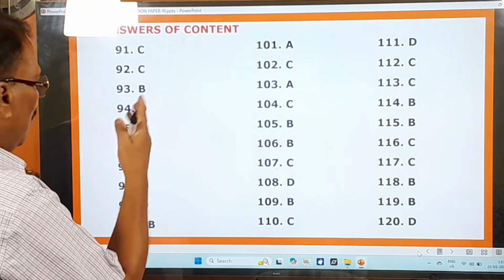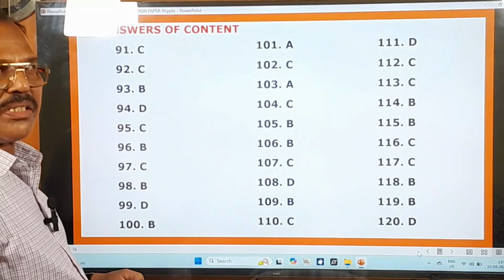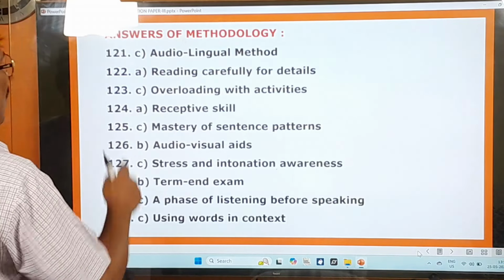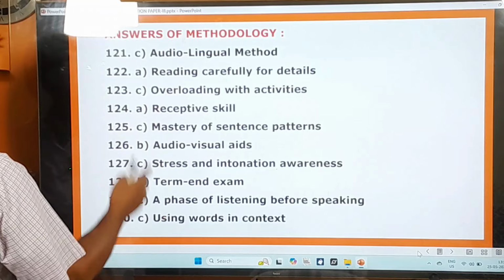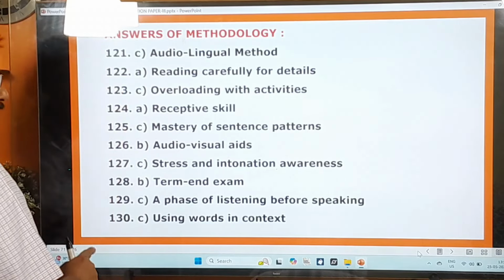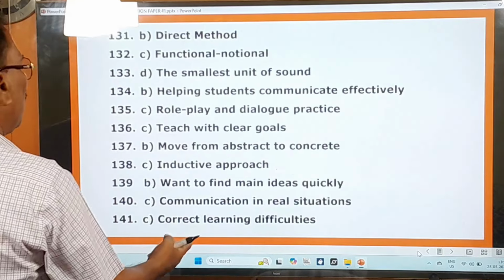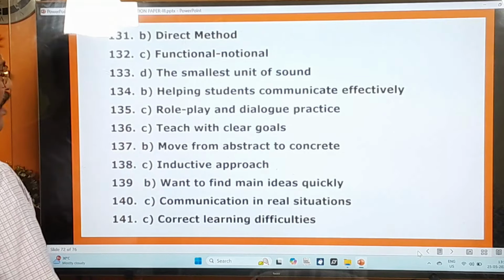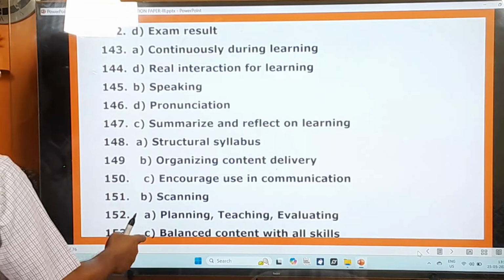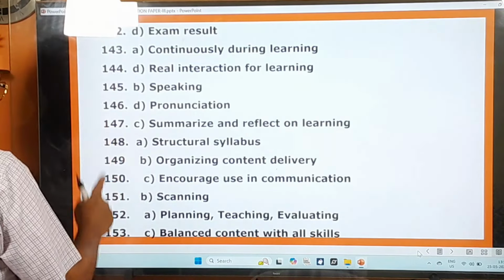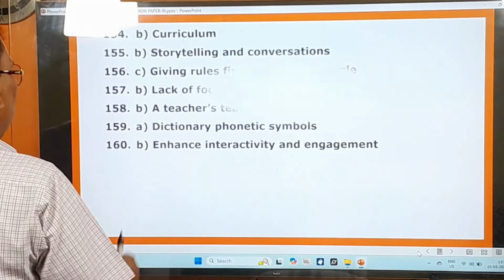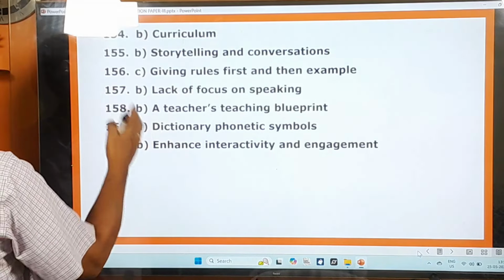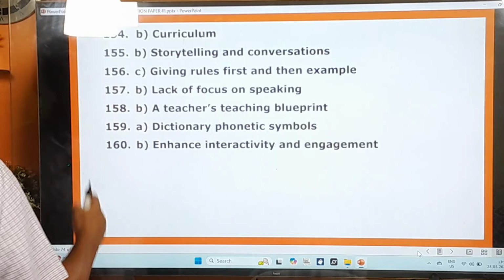And now let us go to look at the answers of the methodology questions. Answers of methodology. These are the answers for the questions from 121 to 130. These are the answers for the questions from 131 to 141. These are the answers for the questions from 142 to 153. These are the answers for the questions from 154 to 160.